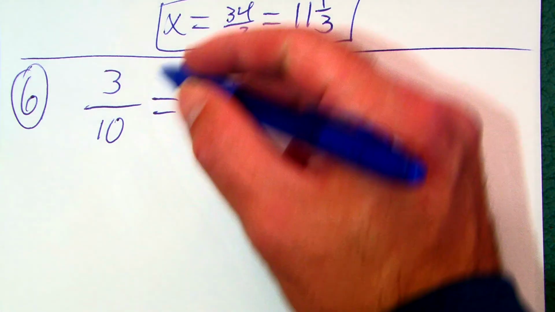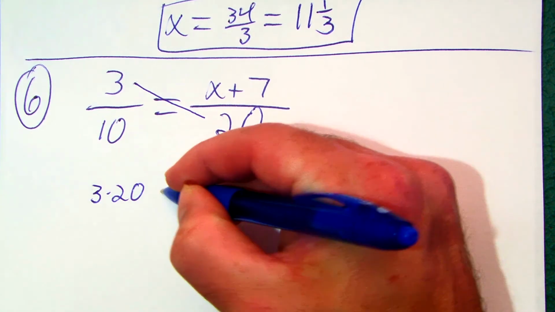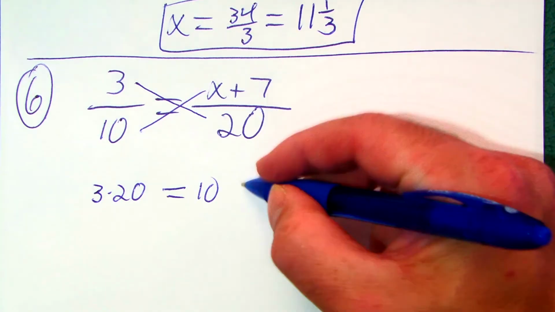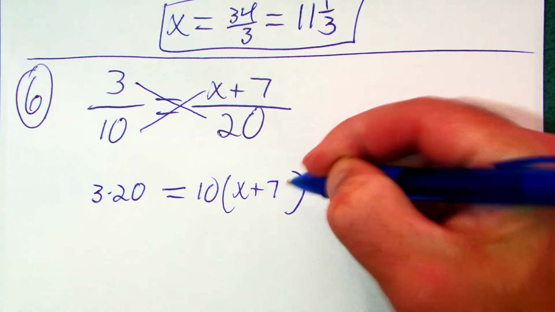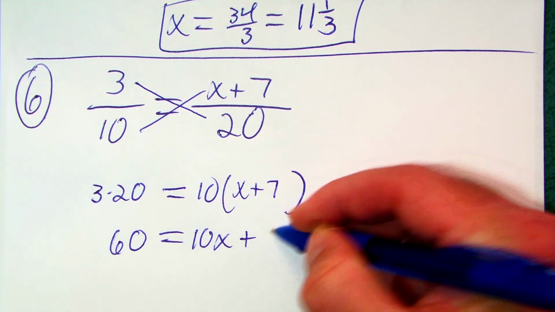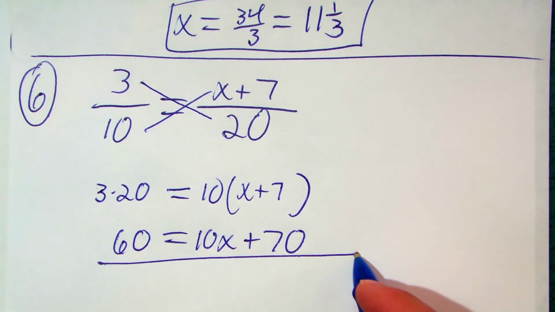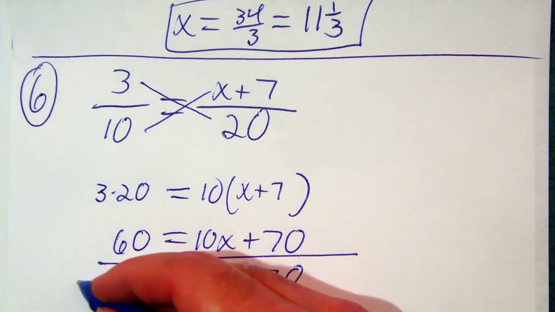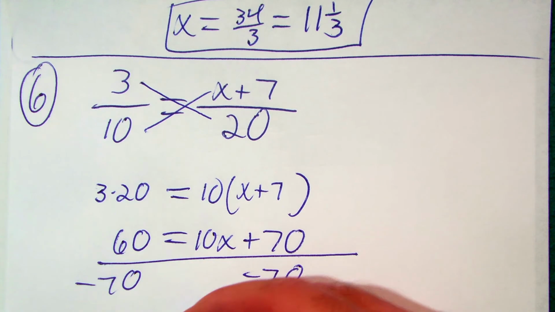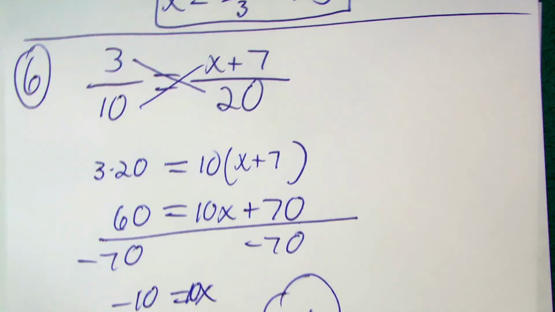Again, cross multiply here, so 3 times 20 equals 10 times x plus 7. So that means we're going to have 60 equals 10x plus 70. Now you're going to solve this. Subtract 70 from both sides. So negative 10 equals 10x. So x equals negative 10 tenths. So negative 1 for a final answer then.